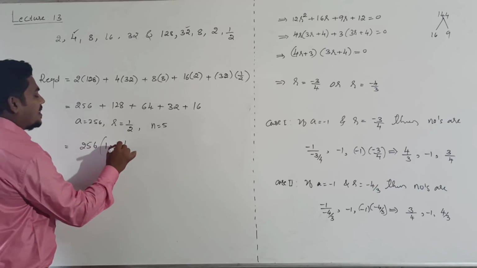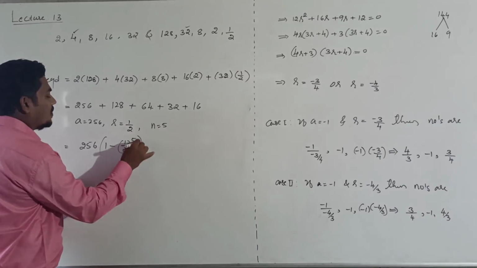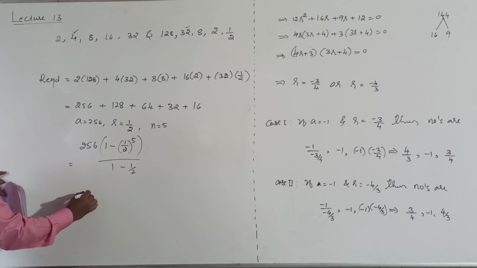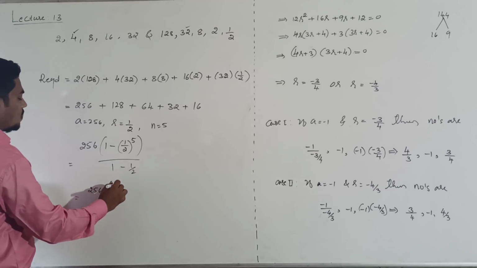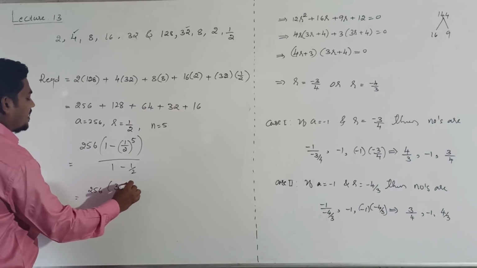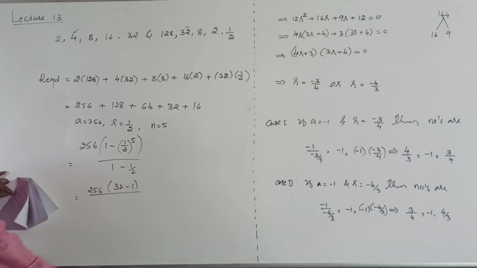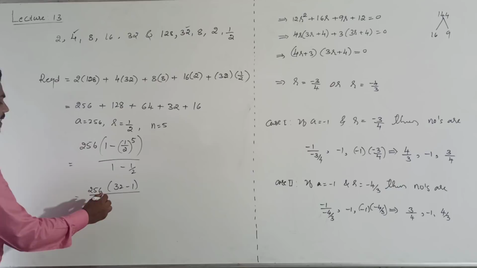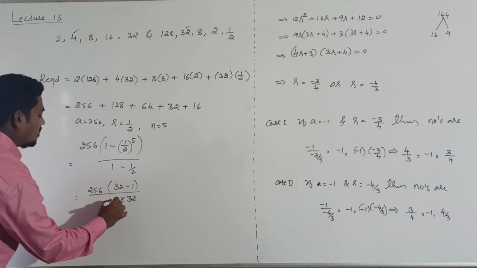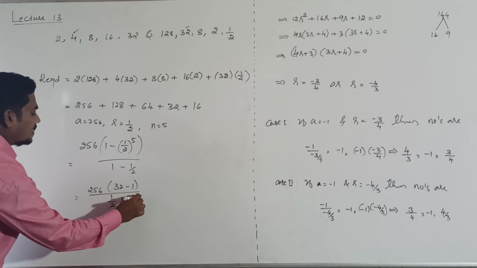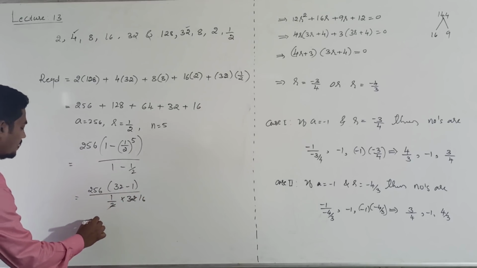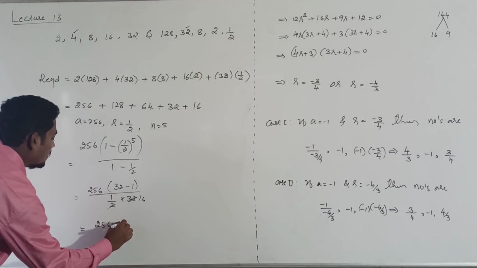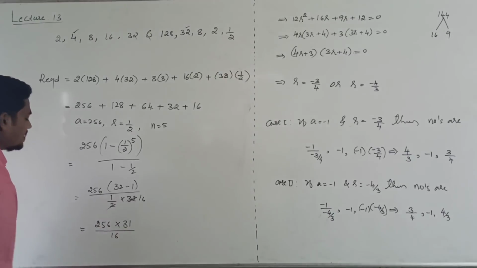R value is less than 1, so 1 minus 1 divided by 2, whole thing power 5, divided by 1 minus 1 by 2. Then 256 into 32 minus 1 over 32, taking LCM, divided by 32 into 1 by 2, that is 16. Then 256 into 31, whole thing divided by 16.